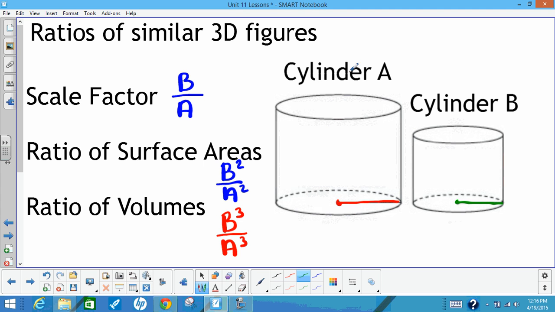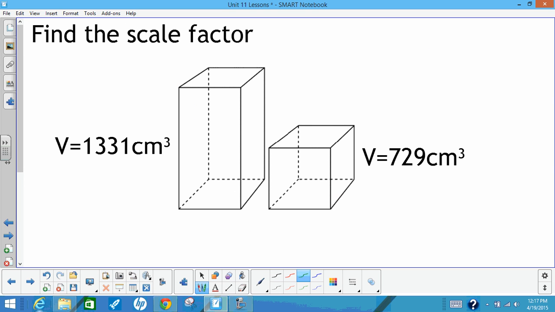So just as a reminder, I went from small to big. So I put B on top because B represented my smaller cylinder. If we said big to small, then we would just flip all three of those fractions and have A over B, A squared over B squared, and A cubed over B cubed. So now we can use these and we can solve some problems.